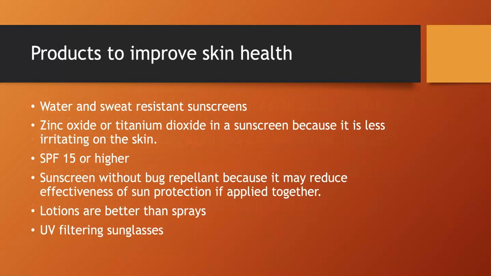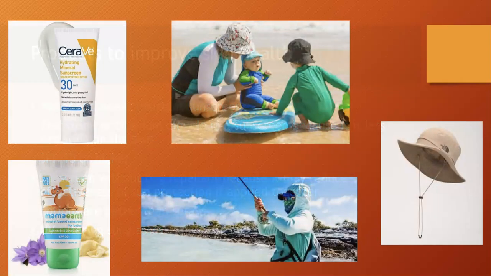Products to improve your skin health. Water and sweat-resistant sunscreens; zinc oxide or titanium dioxide in sunscreen is less irritating on the skin. SPF 15 or higher. Sunscreen without bug repellent, because it may reduce the effectiveness of sun protection if applied together. Lotions are better than sprays, and UV filtering sunglasses. And these are just some examples of things you can wear or use to help cover yourself in the sun. Just because you wear long sleeves or a hat in the sun does not mean it's going to be hotter. It just means your skin will be safe.